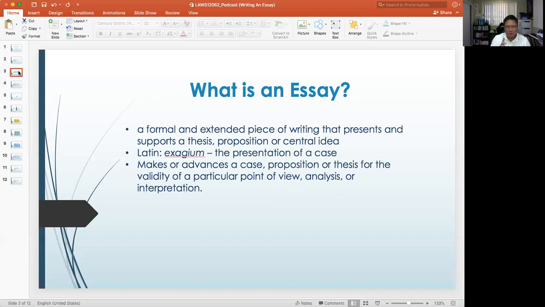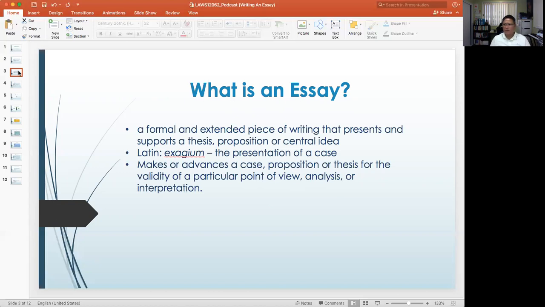You will observe as well that at its core, an essay is really about presenting or supporting a thesis, a proposition, or central idea. So what exactly is a thesis? A thesis is in fact synonymous with the idea of a central idea. So there has to be a core idea, a very specific topic that you want to write about. And we're going to discuss that more in a short while. So in other words, you're writing about something.